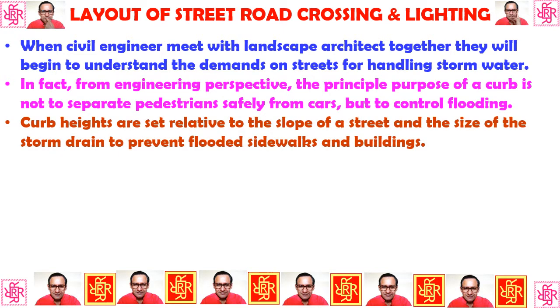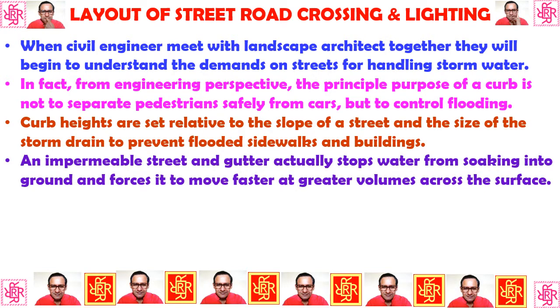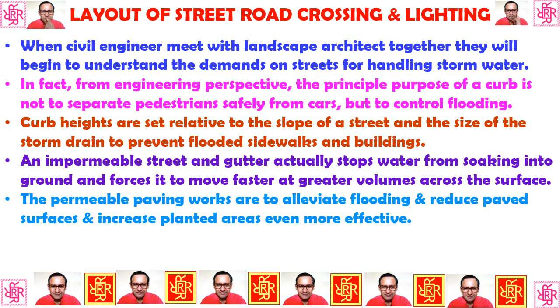The curb heights are set relative to the slope of the street and the size of the storm drain to prevent flooded sidewalks and buildings. An impermeable street and gutter actually stops water from soaking into the ground and forces it to move faster at a greater volume across the surface. Permeable paving works to alleviate the flooding, and reducing paved surfaces and increasing plant areas is even more effective.